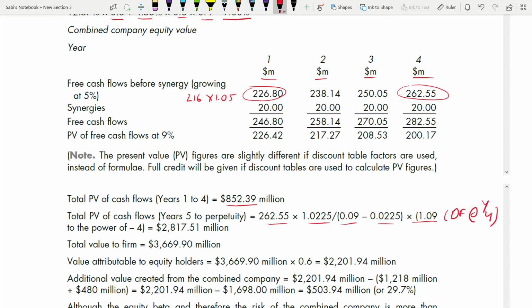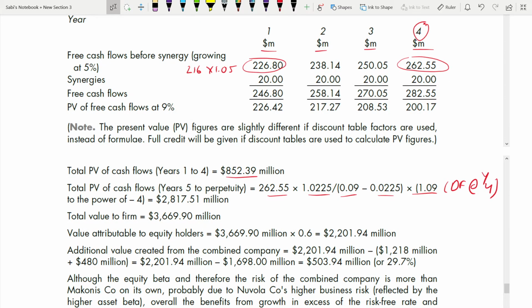The discount factor which you are putting here in year 4, that discount factor only you have to multiply by it. The last year's discount factor. Because you have to bring it to year 0. Okay? Then add both. So 852.39 plus 2817.51, you are getting this total value to firm. But this is total value to firm. This is not additional value.